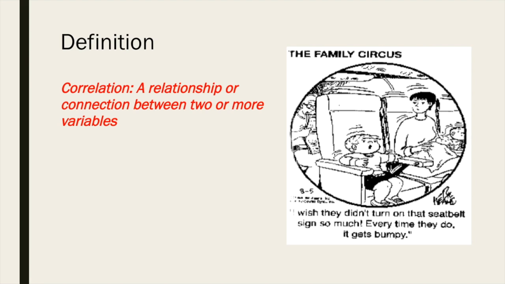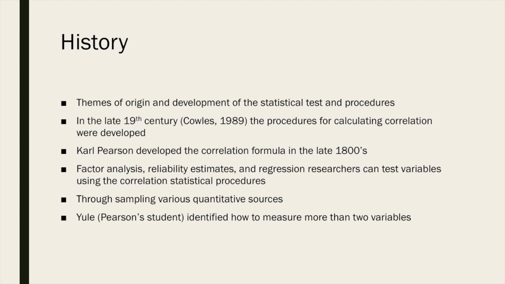So, the definition of correlation is the relationship or connection between two or more variables at a time. History of correlation, the themes of origin and development of the statistic tests and procedures. In the late 19th century, the procedures for correlation were developed by Karl Pearson, and the formula for correlation was developed in the late 1800s. Factor analysis, reliable estimates, and regression. Researchers can test variables using correlation statistical procedures through sampling and other quantitative sources. And Ewell, Pearson's student, identifies how to measure more than two variables at once.